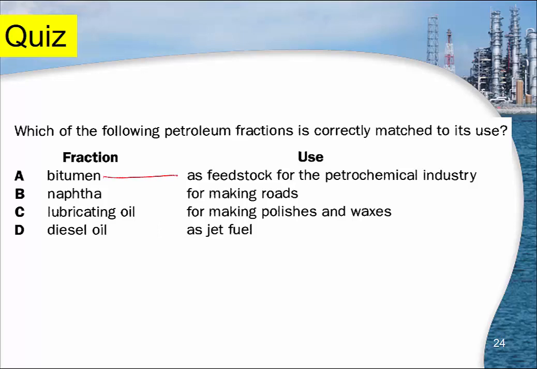Is the bitumen used as a feedstock? No, right? The feedstock is actually naphtha. Is naphtha used for making road? Oh no, of course not. Naphtha is for feedstock and bitumen is for making road. So both are wrong. Is lubricating oil for making polishes and wax? Okay, yes it is. Is diesel for jet engine? No. It's kerosene or paraffin that's used as a jet fuel. Jet means airplane.